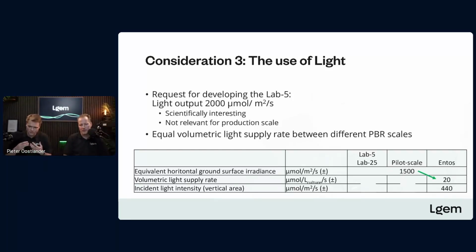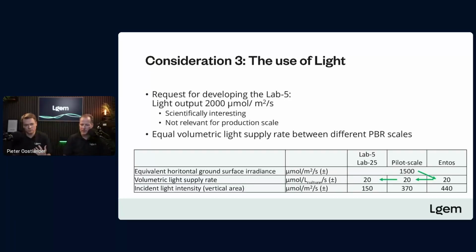Now, if we start doing experiments and we want to keep the volumetric light supply rate, so this 20 micromoles per liter of culture per second, equal between all the experiments, and then we apply the reactor geometry of all the other Lgem systems, so we have the pilot scale systems, which have a slightly different geometry, or the lab scale systems, which have an even smaller tube diameter, we can see that to reach the same amount of light per volume equal to this 1500 micromoles of light in the sun, we would need only 150 micromoles per square meter per second on the reactor tube surface area. So here you can see that putting 2000 on that surface would be an extreme amount of light for the volume that is available in the reactor.